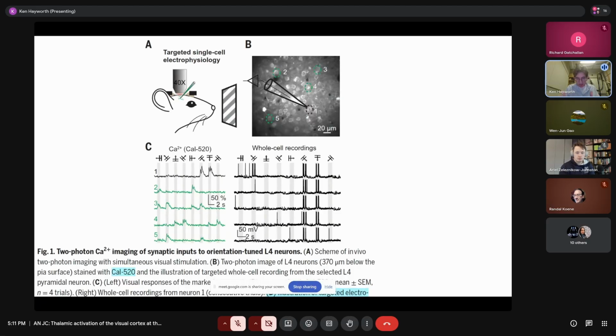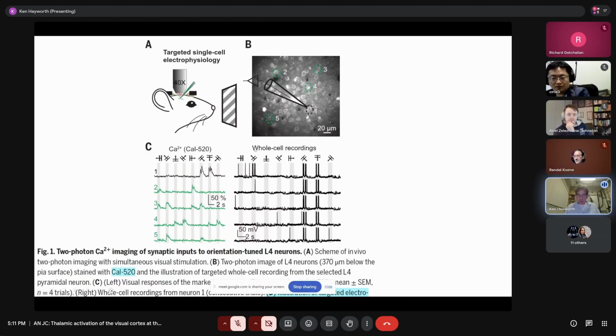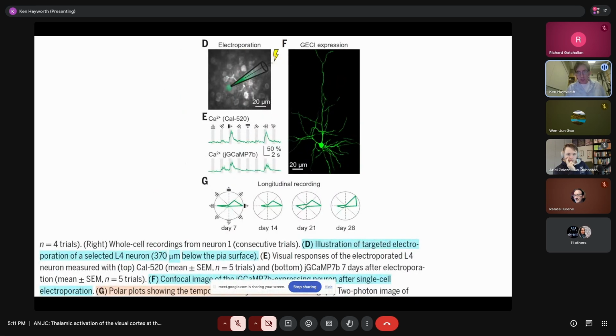But they're using drifting gratings, so they're showing plots that clearly show direction selectivity as well. Okay, so they did some calcium imaging. They did some whole cell recordings of the exact same cells. Not a big deal. Really, what they did this for was so that they could find cells that were highly orientation selective, and so that they could take one cell and electroporate it with a calcium indicator.